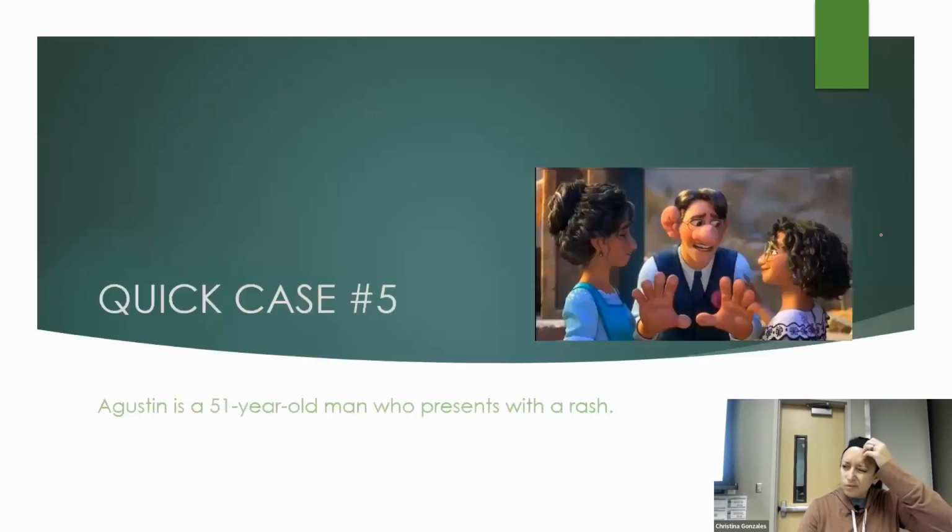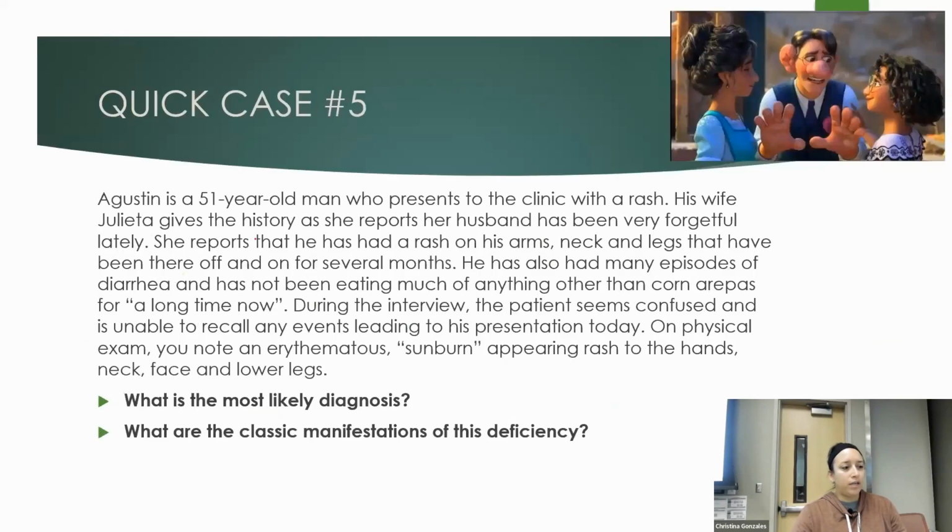All right, is this the last one? Maybe there's one more. Okay, well, they're quick anyway. We're getting through them quickly. So this guy has a rash. That's what he's presenting with. She said that he's been forgetful lately. And he has a rash on his arms, neck, legs, and episodes of diarrhea. He hasn't really been eating much other than these corn arepas. He seems a little bit confused, unable to recall what's going on. He has a sunburn-like rash on his hands, neck, face, and legs.